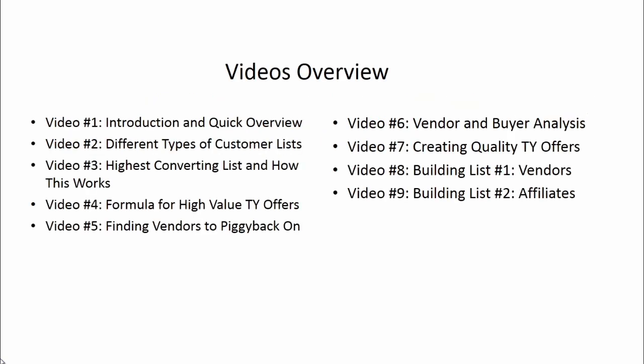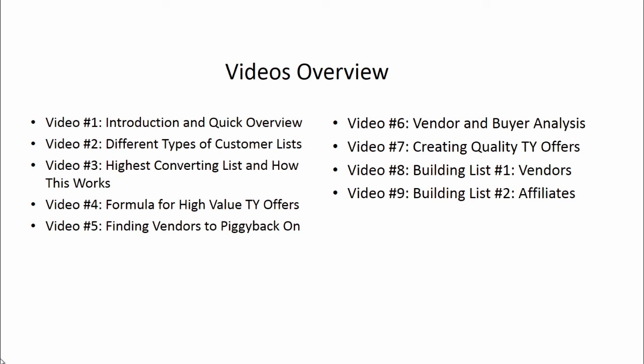Now, here's a quick video overview of what you're going to learn inside this video course. Video number 1 is the introduction and quick overview. Video number 2 is different types of customer lists. Now, we're really only going to focus on one, and that we'll be talking about in video number 3, the highest converting list and how it all works. Video number 4, we're going to talk about formula for high value thank you offers. Video number 5, we're going to talk about finding vendors to piggyback on so that you're able to find people that can essentially build your list.